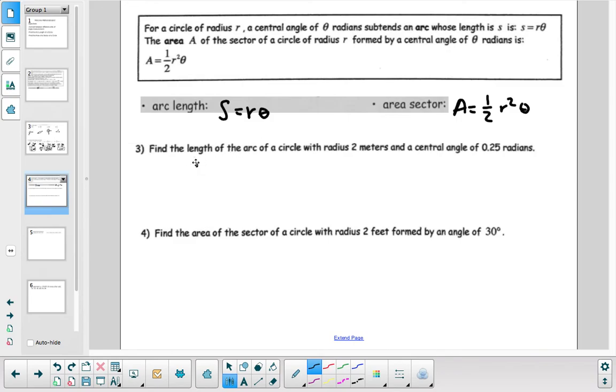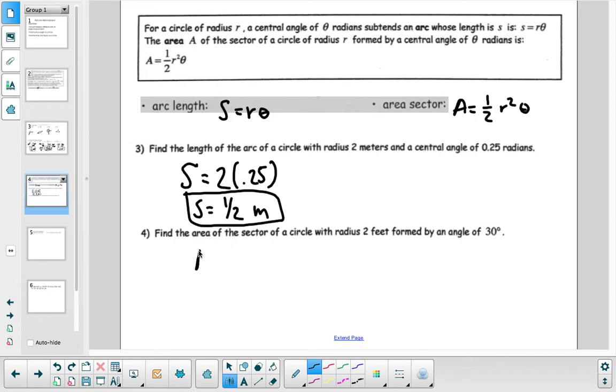So arc length is S. It wants to find the arc length of a circle with radius of 2 and a central angle of 0.25 radians. Careful, this is not 0.25 pi radians. This is just 0.25 radians. Do not plug in a pi there, just 0.25. So to find the arc length, you just need to multiply these two out. 2 times 1/4 is 1/2, so this is 1/2 meters. Arc length will be linear measurements, so meters, where area is going to be square measurements, so in this case, it'll be square feet.